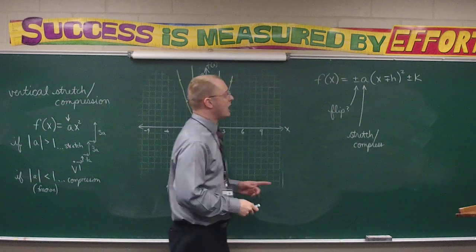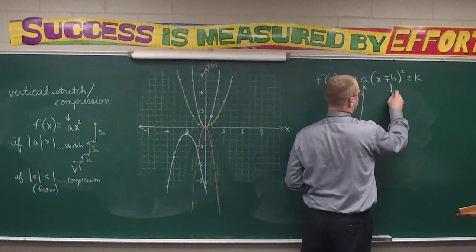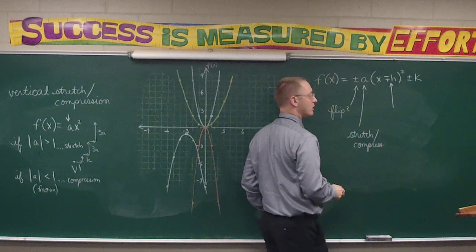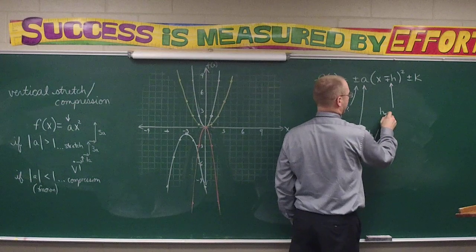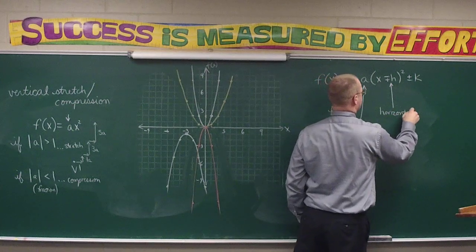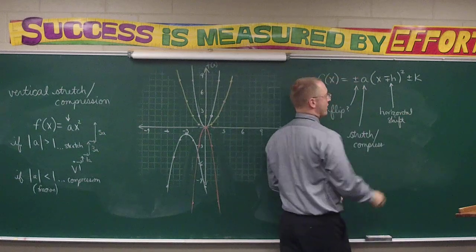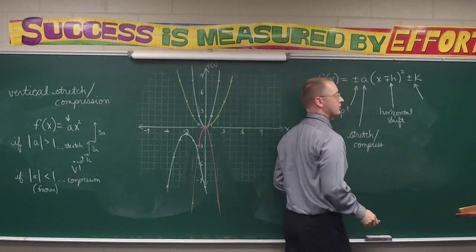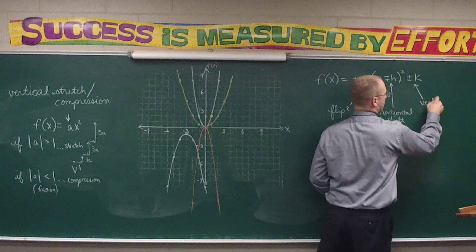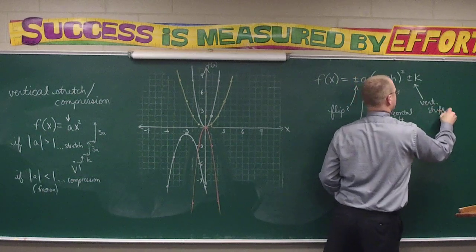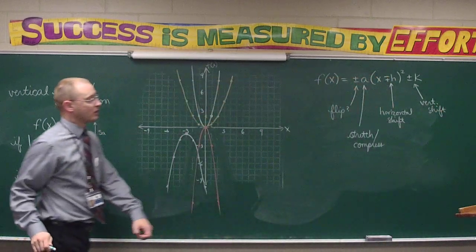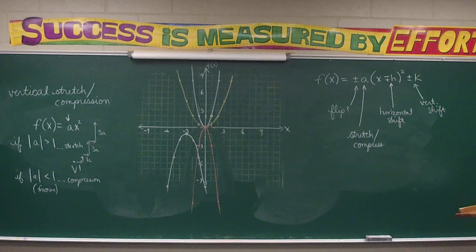By the way, the letter a actually stands for amplitude, in case you're wondering why the letter a was chosen. The h, right here, what does that mean? Horizontal shift. And then the positive or negative k, vertical shift. So we can do all four things to the same parabola if we wanted to. It's just a matter of keeping track of what we're doing when.